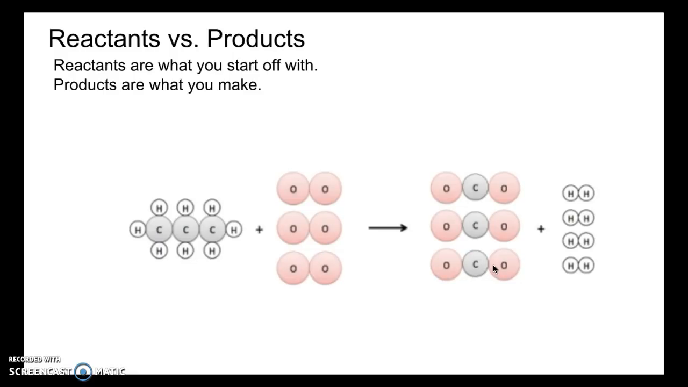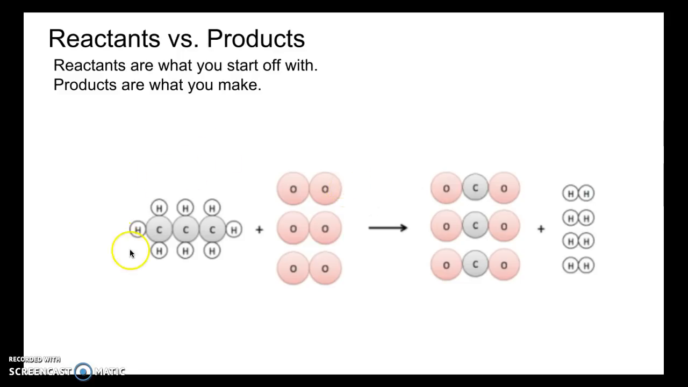So let's now get into identifying reactants and products in a chemical reaction. Here we have what's called a chemical equation. A chemical equation sort of is like your recipe. It tells you how much of the reactants you need and how much product you can make. So in this case, we have two different types of reactants. This is one type, and then these, which are all the same, is another type.